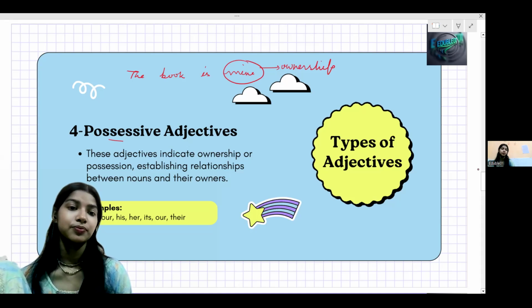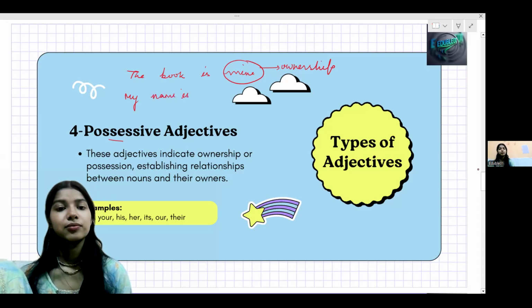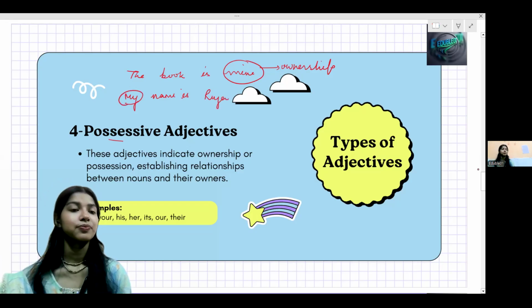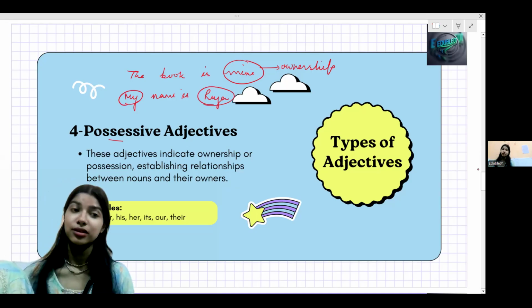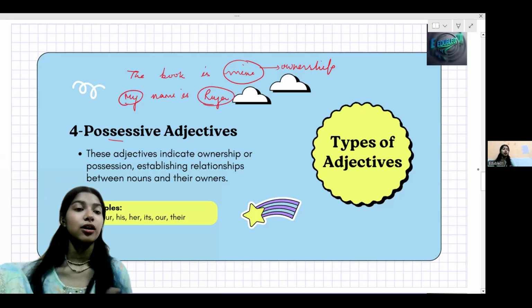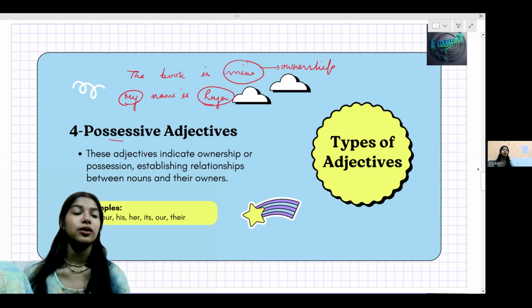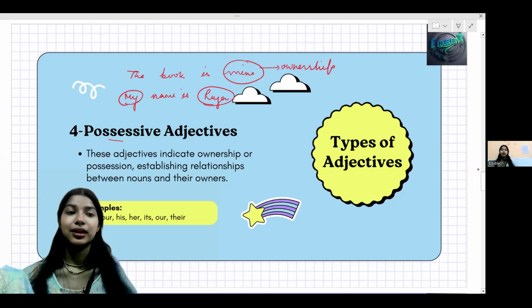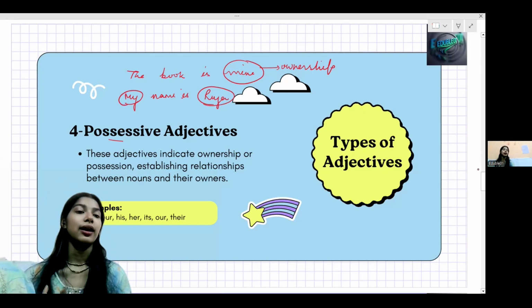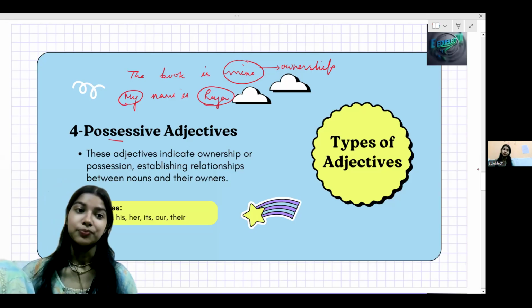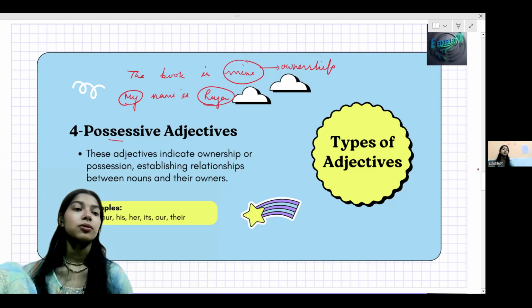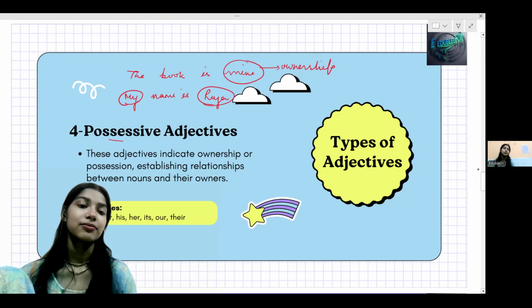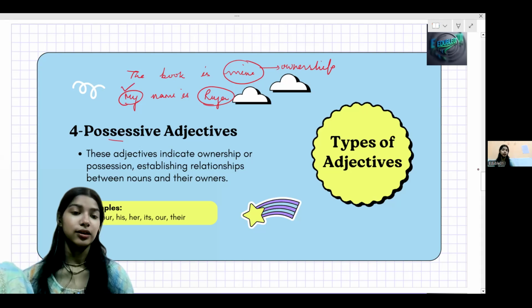Next is, my name is Ria. So the word my is telling us about the noun Ria, that yeah, Ria is talking about herself. That is the ownership. The name Ria belongs to me. The name Ria is owned by me. Just like that, I'm saying that my name is Ria. So these adjectives indicate the ownership.